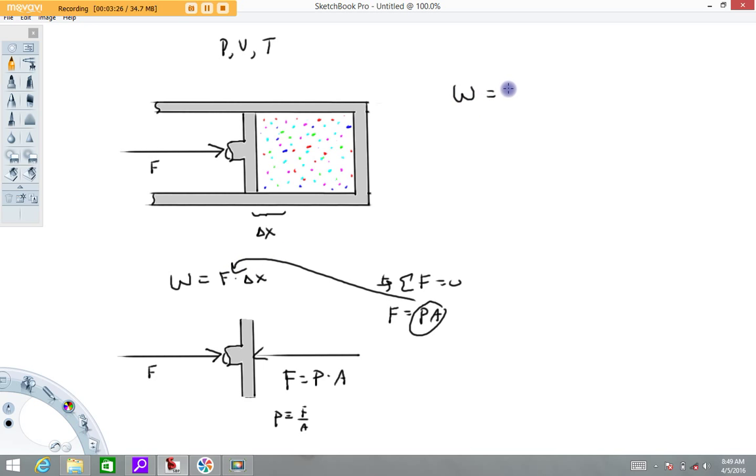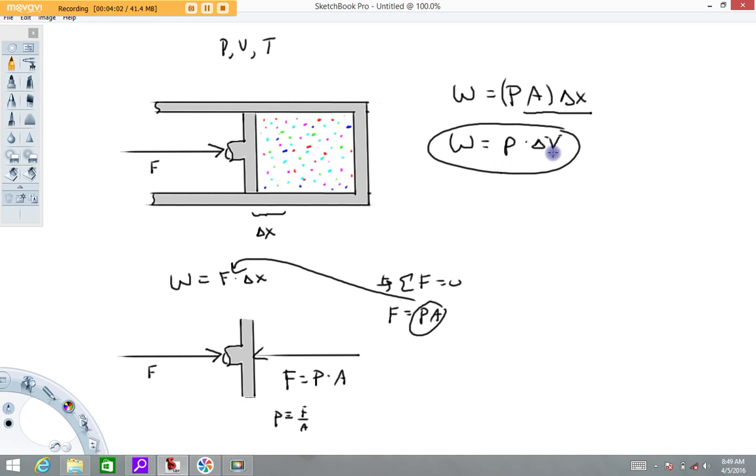Work is equal to force, which is pressure times area, times delta x. Now, this product right here, area times delta x, that represents the change in volume of this gas. Now it's important to realize it's not the volume of the gas, it's the change in volume of the gas. So we can write this work term, work equals pressure times change in volume. And this is how work is typically calculated with gases.